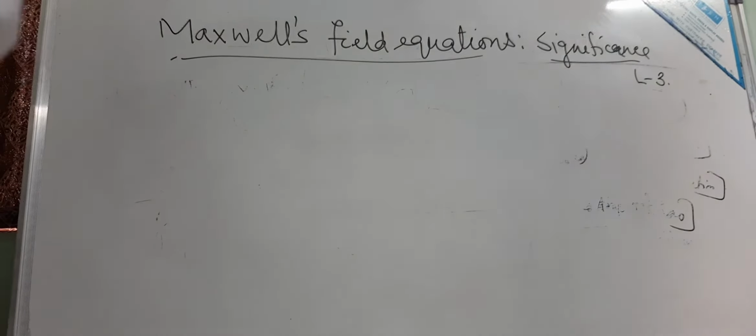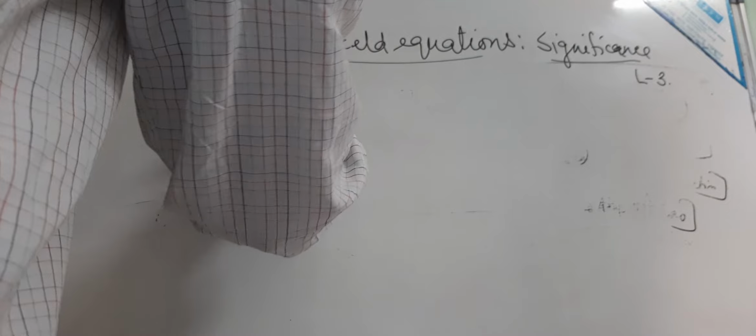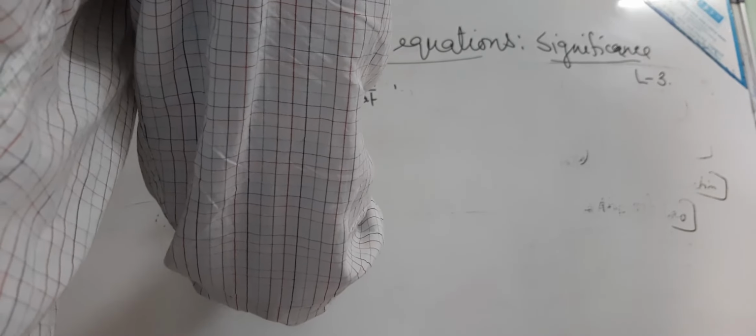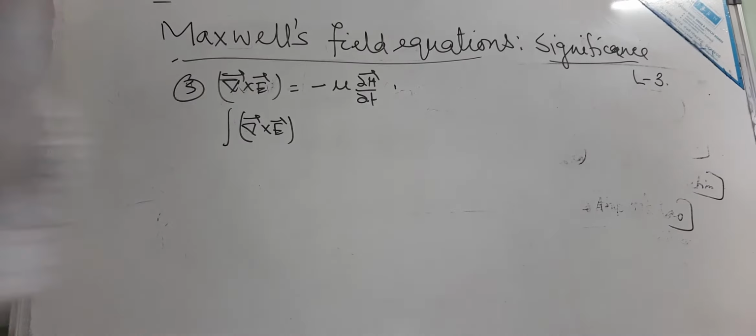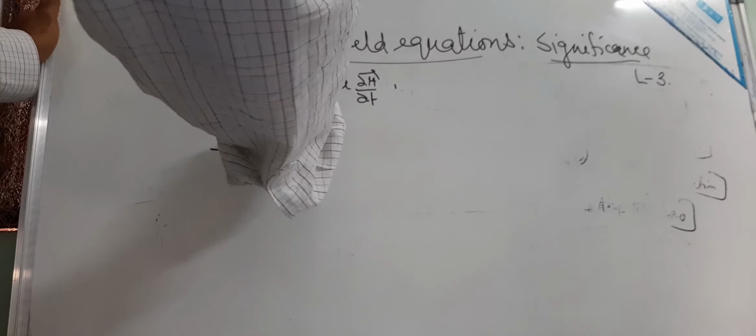Now if you come to equation 3, that is curl E equal to minus mu del H by del T. If we integrate it over the closed path, the surface integral of curl E dot dS can be converted into the line integral of E dot dl by the Stokes theorem.